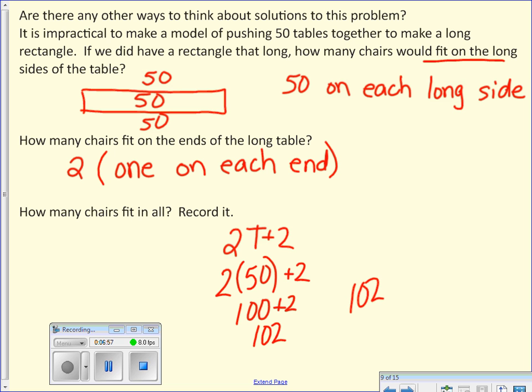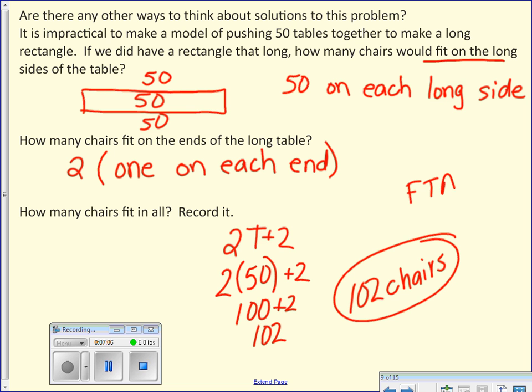And then I label my answer like that. That's how I want to see it. FTA. Formula to the answer. And then label it. Formula to answer.